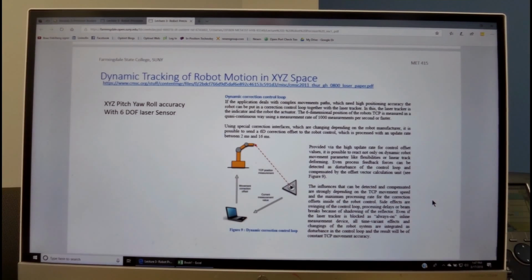So this completes our presentation of robot precision, and we'll practice more of it in exercises in the lab experiment.